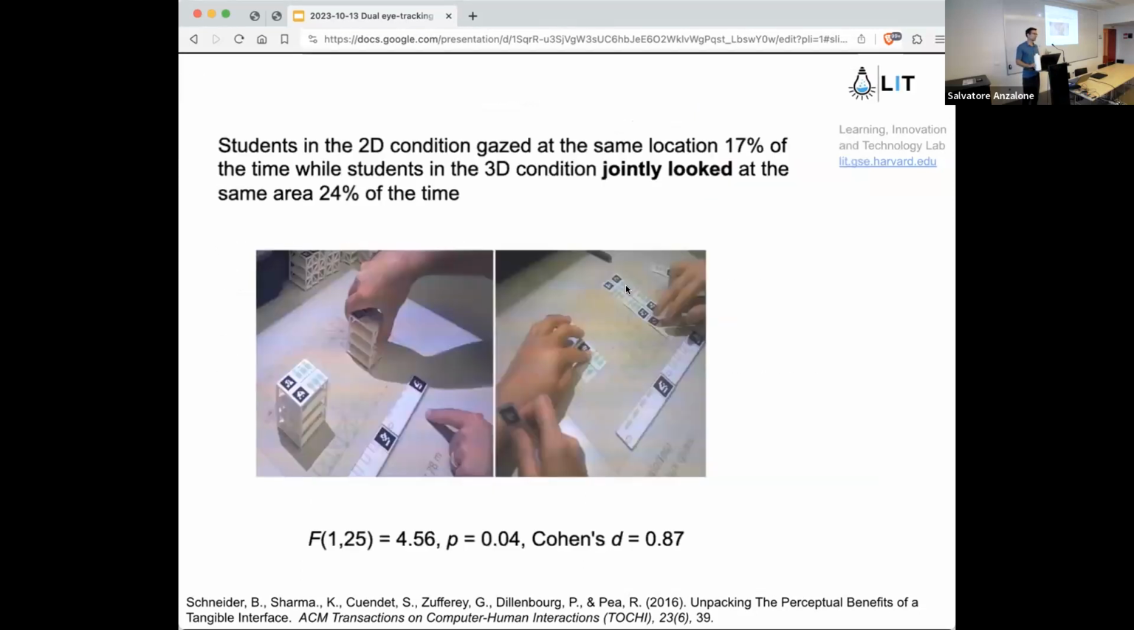As a quick side note, we also found that people had more moments of joint visual attention using the 3D interface compared to the 2D interface. And there's a little bit more of a discussion of this result in the paper, but it sort of shows that the environment also influences what you pay attention to and how well you can have those hotspots to look at the same place at the same time.